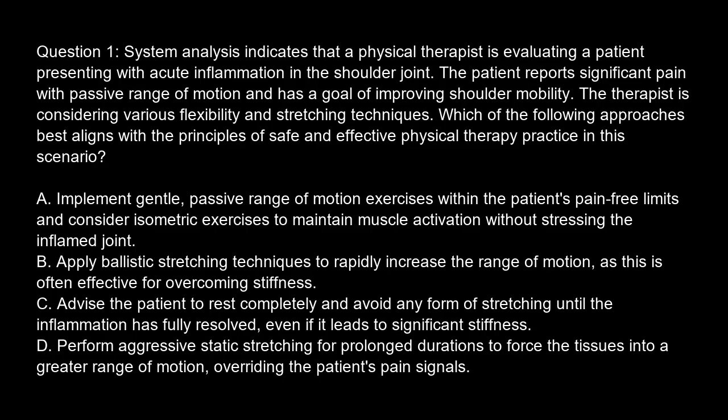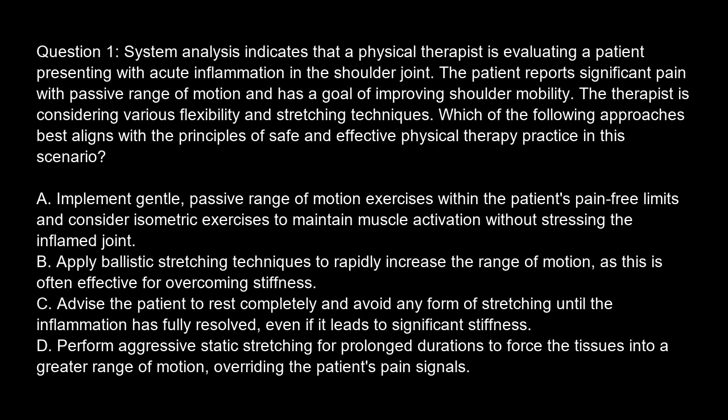Question 1. System analysis indicates that a physical therapist is evaluating a patient presenting with acute inflammation in the shoulder joint. The patient reports significant pain with passive range of motion and has a goal of improving shoulder mobility. The therapist is considering various flexibility and stretching techniques. Which of the following approaches best aligns with the principles of safe and effective physical therapy practice in this scenario?